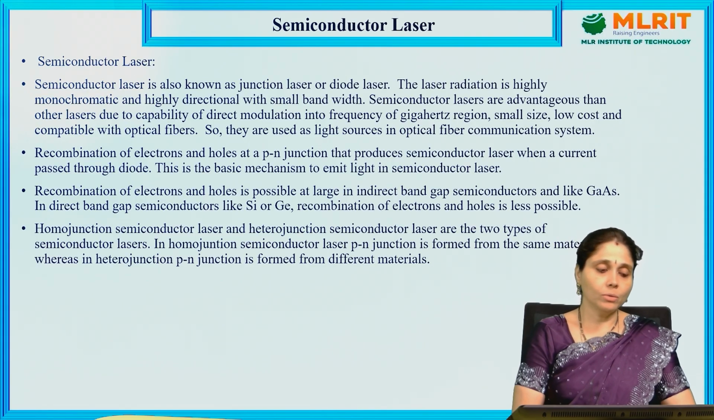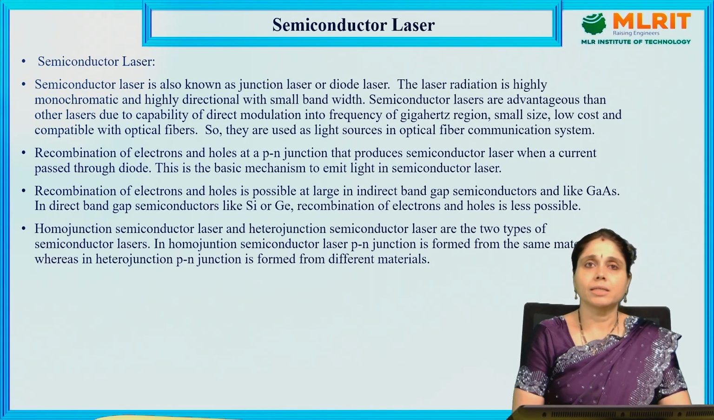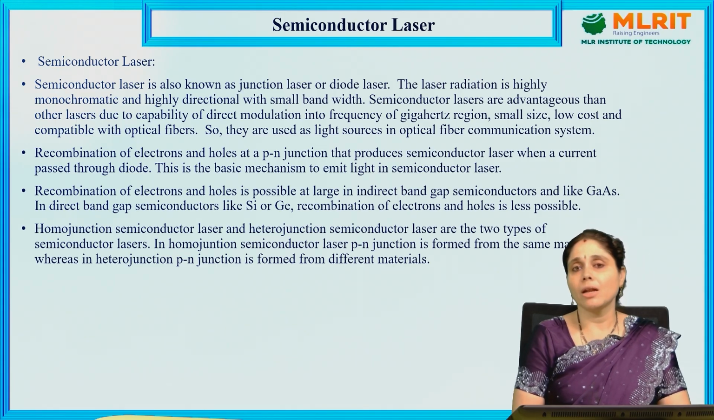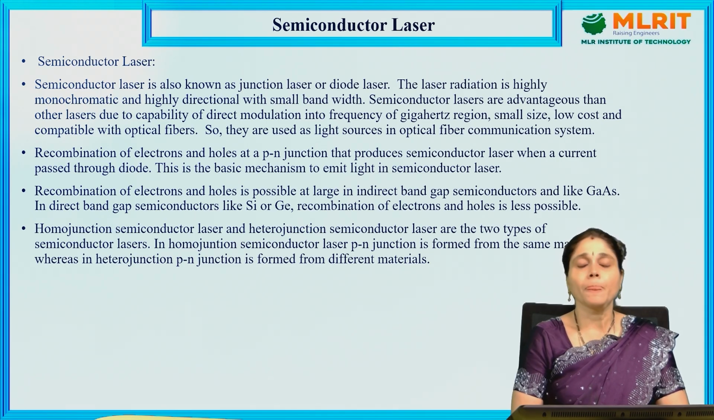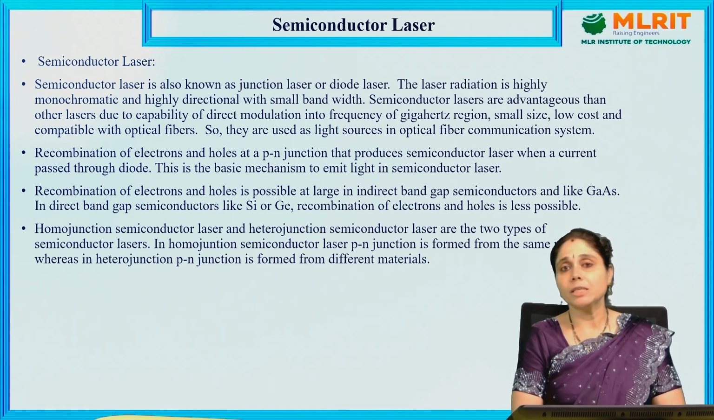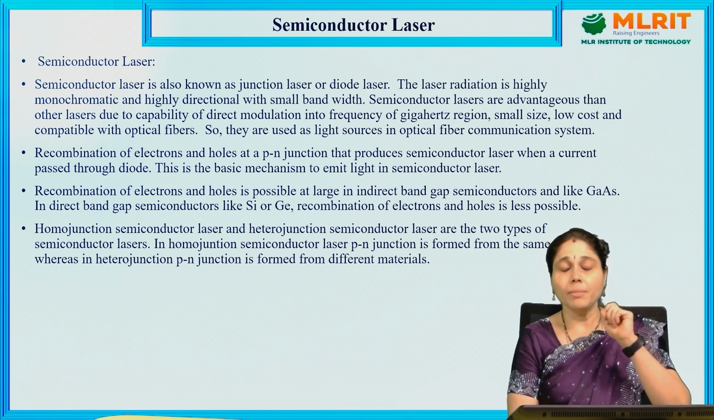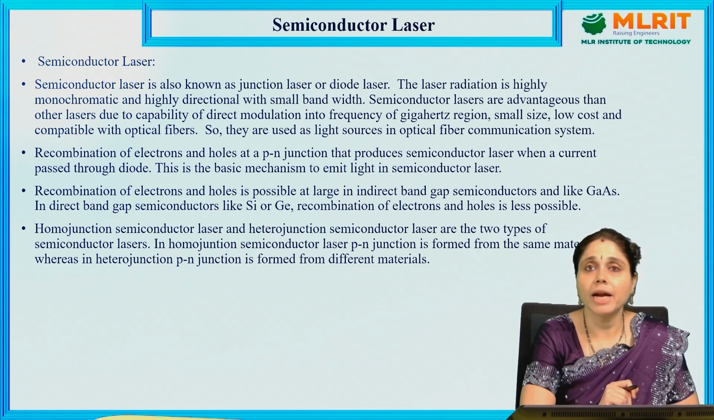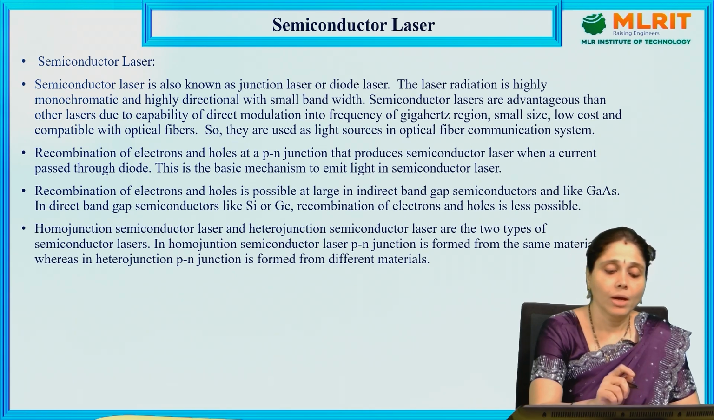Now, coming to the semiconductor laser. The laser is produced from semiconductor material. What is semiconductor material? It consists of 2 types of charge carriers, electrons and holes. Now, let us see how laser light is produced through the semiconductor material. The semiconductor laser is also known as a junction laser or diode laser. The laser radiation is highly monochromatic and highly directional, with a small bandwidth.